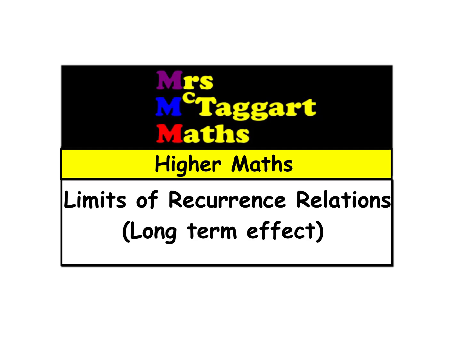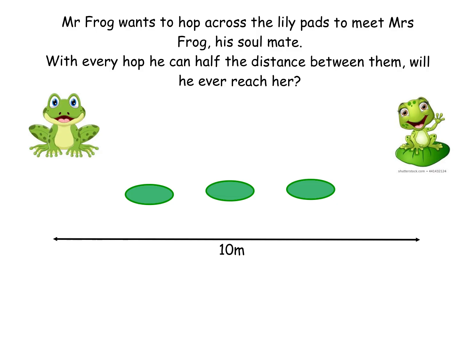In this video, we are looking at recurrence relations and the long-term effect of sequences, which is sometimes called limits. I always like to start with this little love story about Mr. Frog. Mr. Frog wants to get across the river, jumping across the lily pads, to get to his soulmate. My blue river's disappeared, but I'm sure you understand what I'm trying to say. But every single time he hops, he only halves his distance.